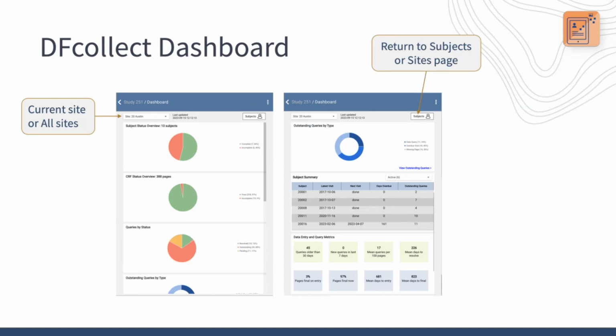So DFCollect now has a dashboard. I think it's important to note that the dashboard is only available when you're working online. The dashboard has a current site and all site overview. So for instance, if you do have access to all sites, you'll be able to toggle with that arrow button and then choose the sites, or you can view all sites. And also you can view the dashboard by subject and or by site page.